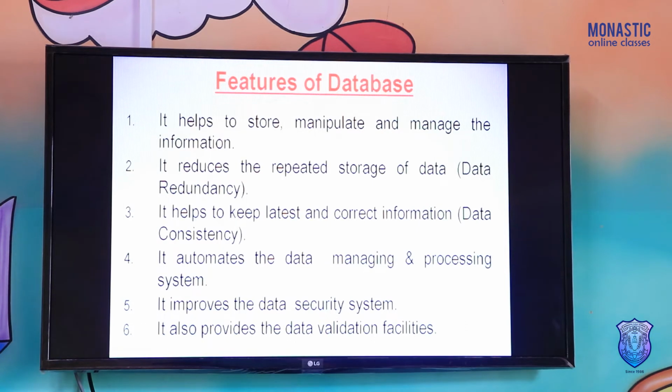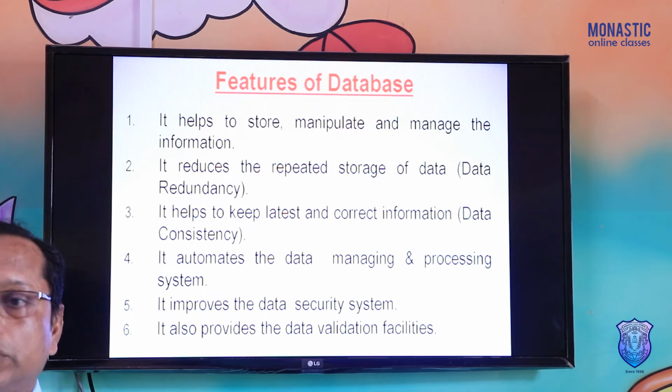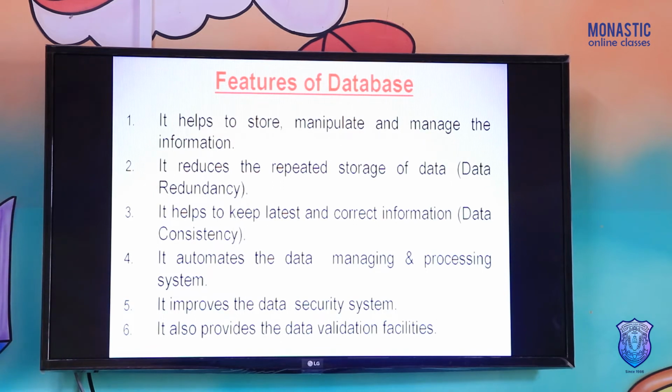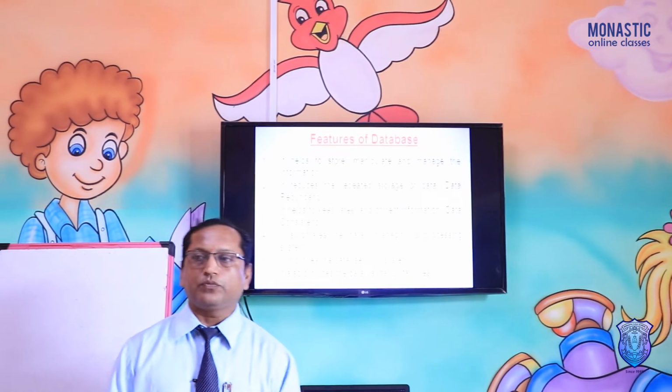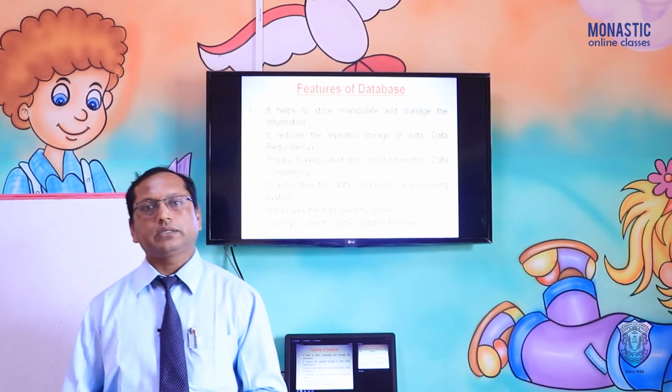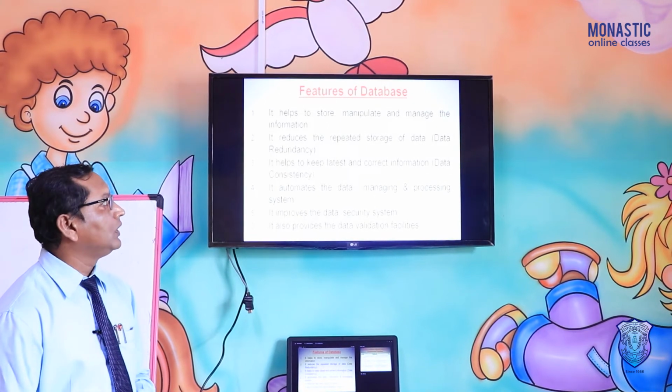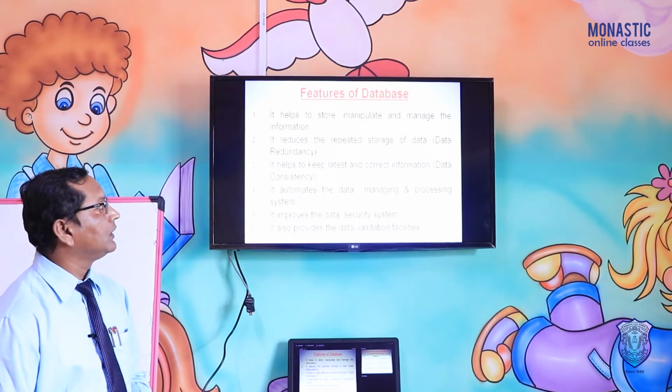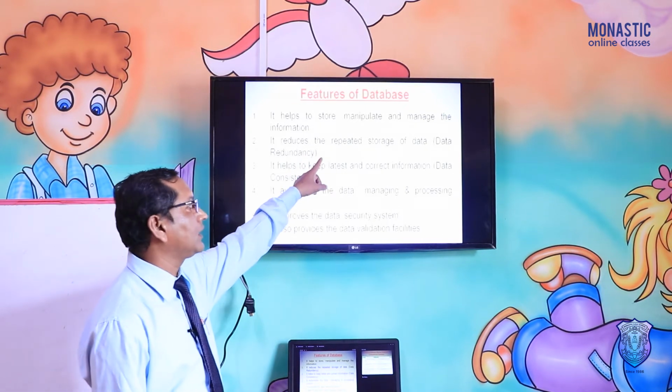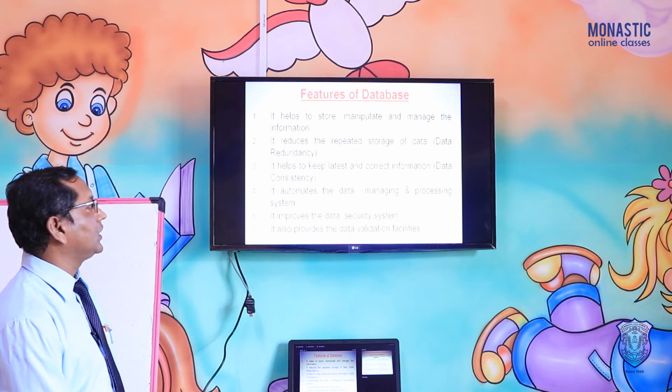Next is it reduces the repeated storage of data. This is simply called data redundancy. It means while we manage the data on paper, it can be repeated by mistake. But in a computer, there is a provision which will not allow the same data to repeat again and again. So that is technically called data redundancy.